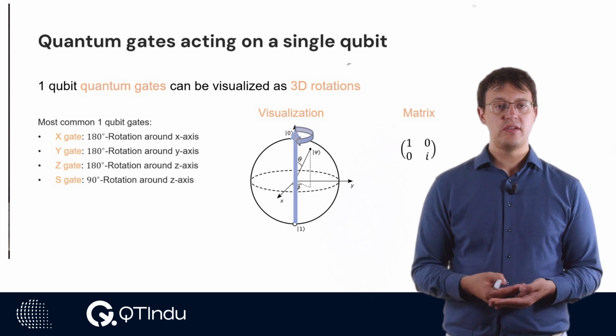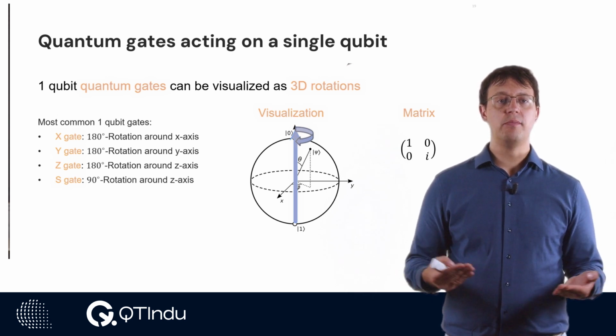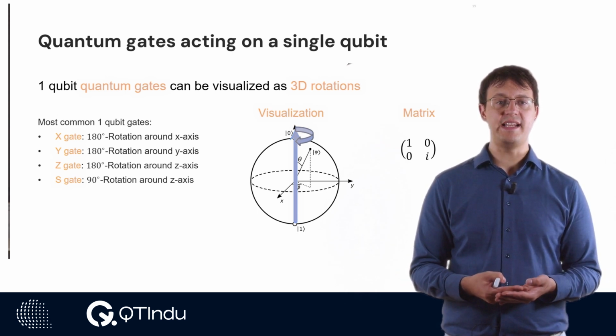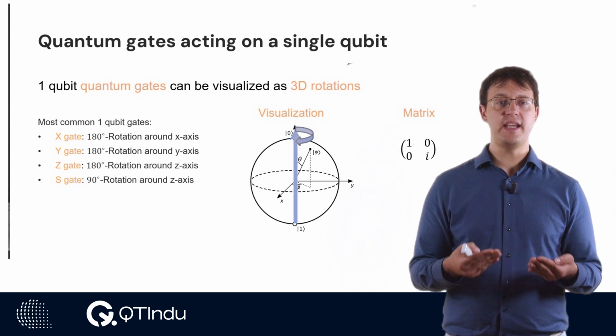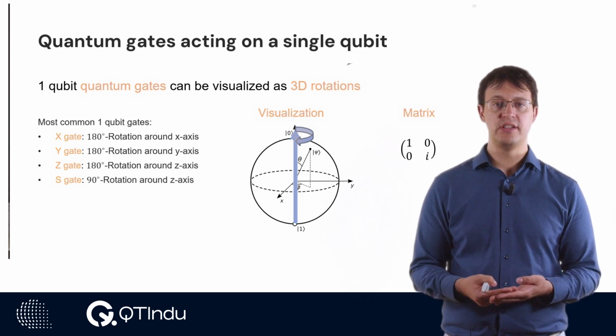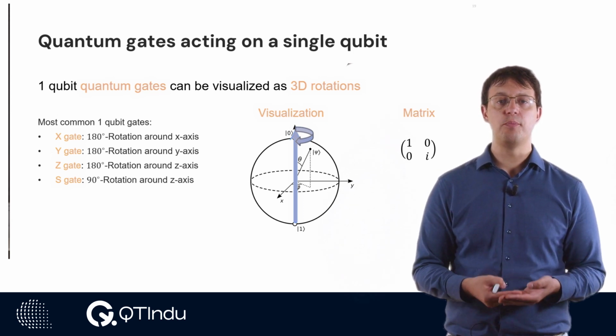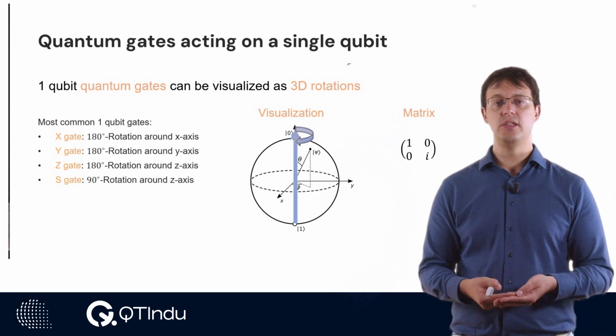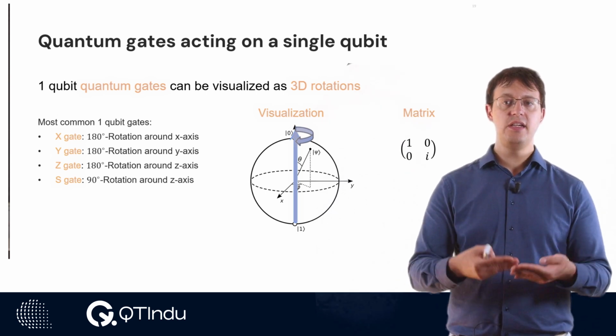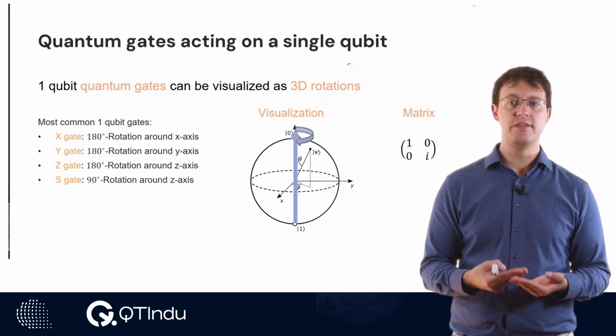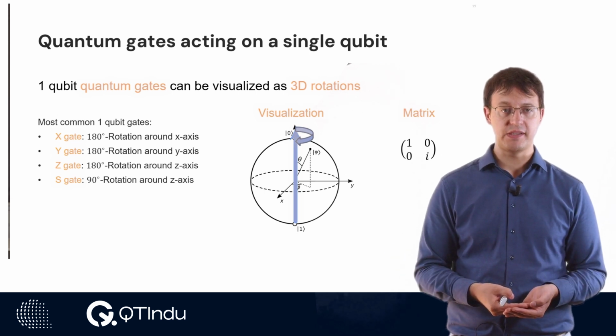Furthermore, there are more important gates. One is the S gate. The S gate is a 90-degree rotation around the Z axis and is given by the matrix 1, 0, 0, i. And here comes in the complex nature of quantum bits.